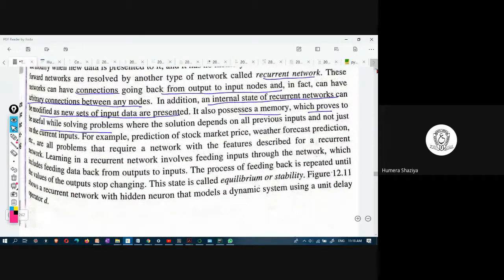Whereas in a feed forward network, this is not the case. A feed forward network does not have any memory, it does not remember anything. It just passes on the input from one layer to another layer. It will not remember anything. Examples are prediction of stock market price and weather forecast predictions. These problems require a network with the features described for a recurrent network.